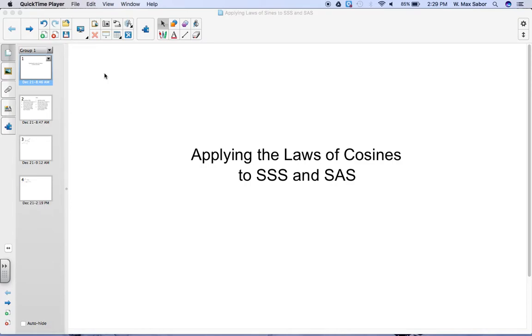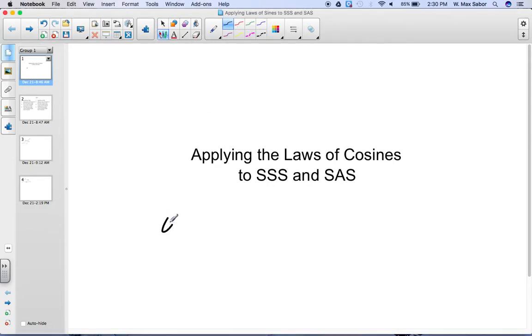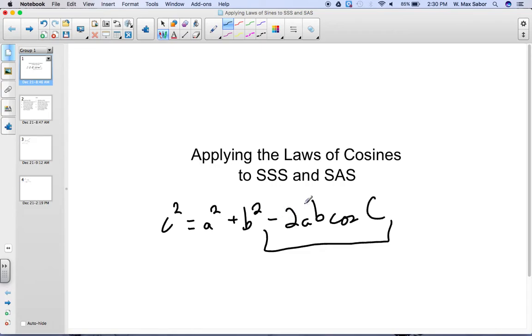How do we apply the law of cosines to side-side-side and side-angle-side? Just as a reminder, the law of cosines is c squared equals a squared plus b squared, the Pythagorean theorem, minus 2ab cosine C. All of this is multiplied together: negative 2 times a times b times cosine of C. And the important thing is that angle C has to be across from side c.